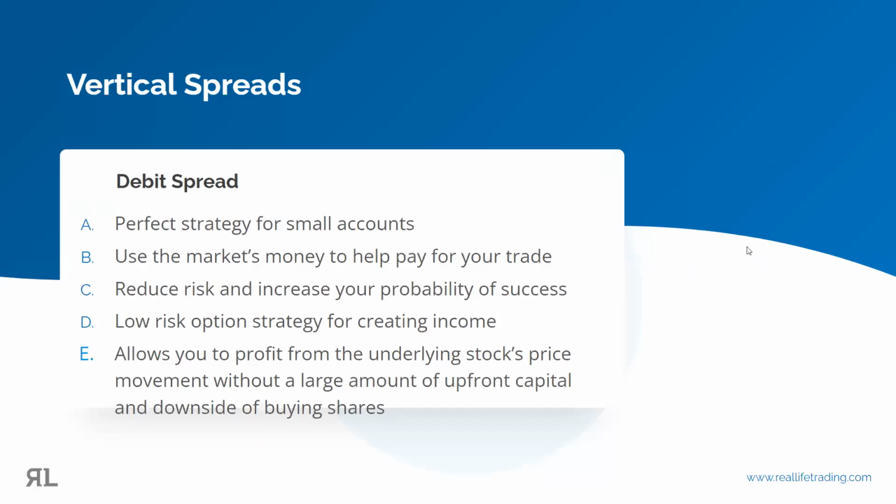So vertical spreads. There are several types of vertical spreads, but we're talking specifically about debit spreads. So there's diagonals, there's calendars, but we're just going to be talking about debit spreads today. So again, a perfect strategy for small accounts. You can use the market's money to help pay for your trade, which is kind of cool, right? You don't have to put up all the money. You reduce the risk and increase your probability of success.